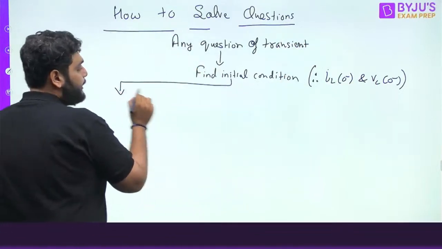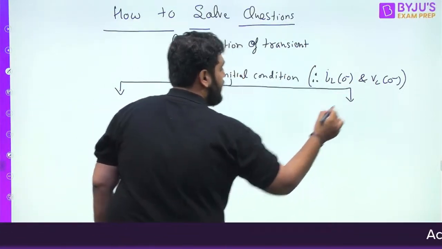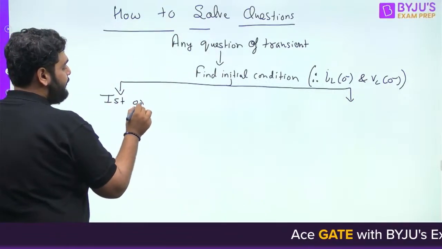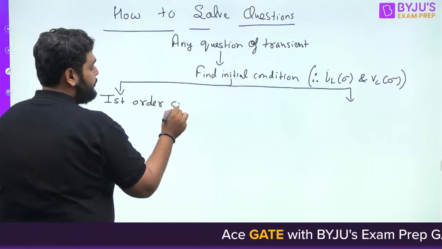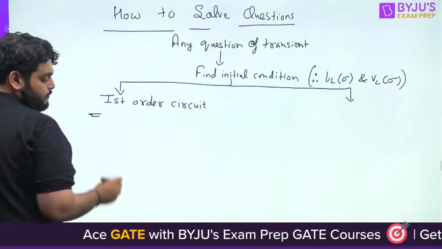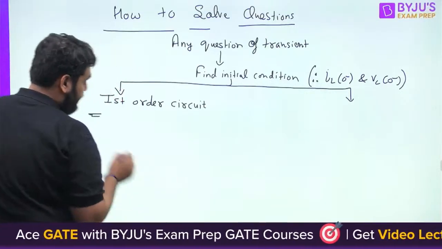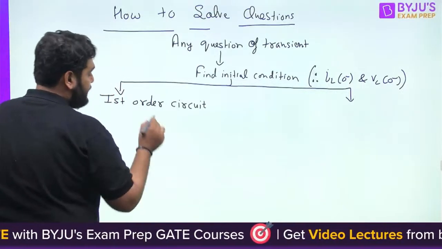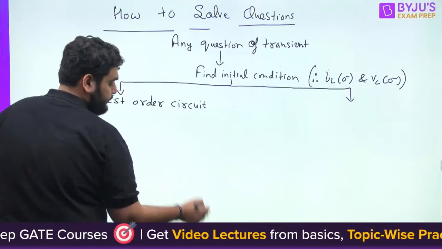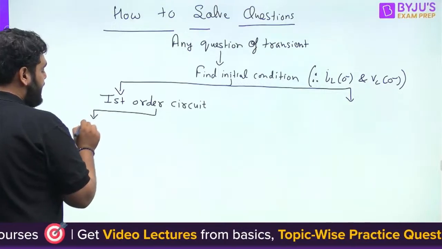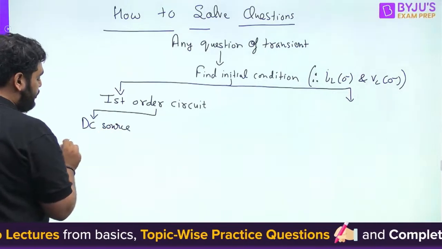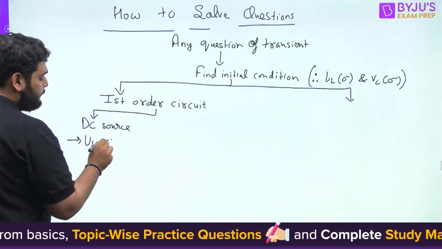Now, after that, you have to see whether you have a first order circuit or a second order circuit. If you have a first order circuit, then you should check the source. What is the source given? If you have a DC source, then use the shortcut formula.